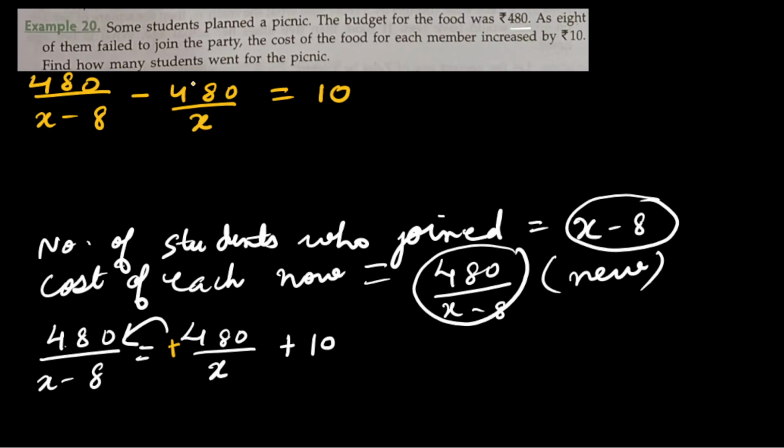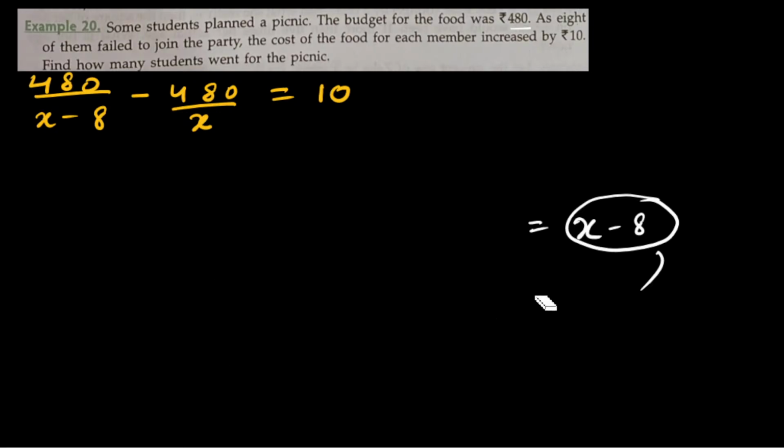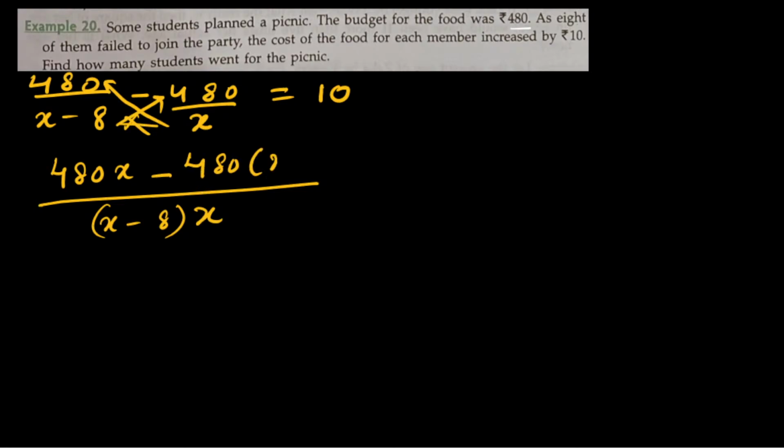Now two fractions are getting subtracted. If two fractions are getting subtracted, we have to follow the same process. We have to find the LCM. For these types of expressions, I have told you, you can just multiply the denominators. So what is the denominator? Here it is x minus 8 into x. So both the denominators you can multiply, and for numerators cross multiplication you can do. So 480 into x is 480x, minus 480 into x minus 8, which is equal to 10.